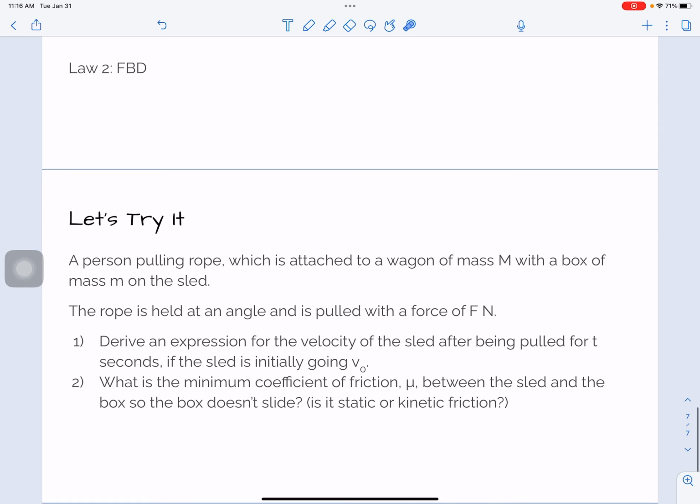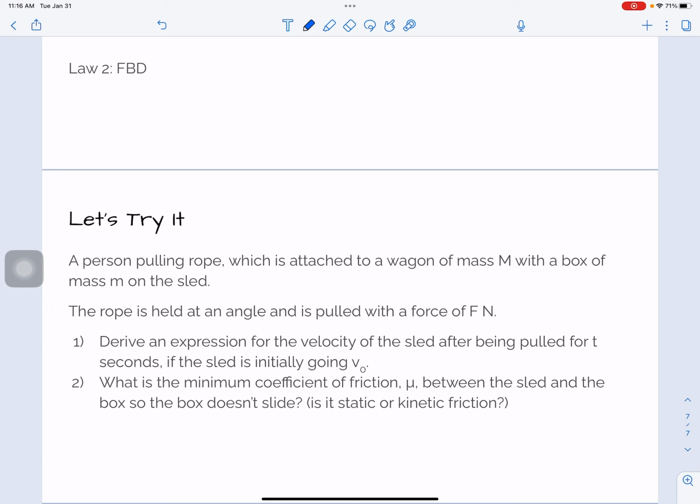So we're going to try this. Person pulling a rope which is attached to a wagon of mass M with a box of mass m on the sled. Okay, so for this video, I'm just going to do the system schema and the free body diagram.